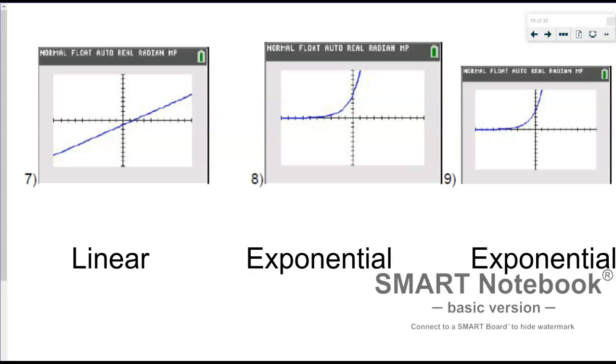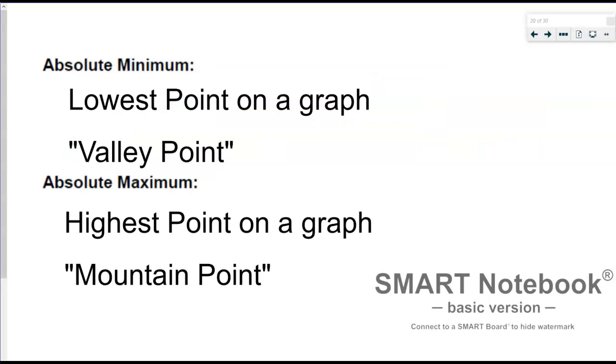If you flip over the page, you do have some definitions for absolute minimum and absolute maximum. When I think about an absolute minimum, I think of it as a valley point, a low point. And an absolute maximum is a mountain point, or a high point, a high point for a max.